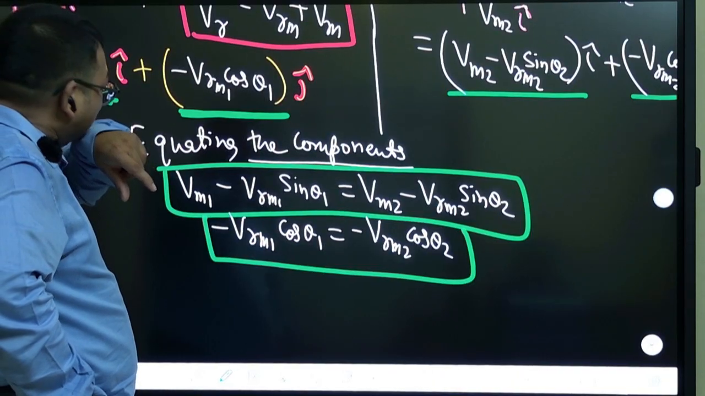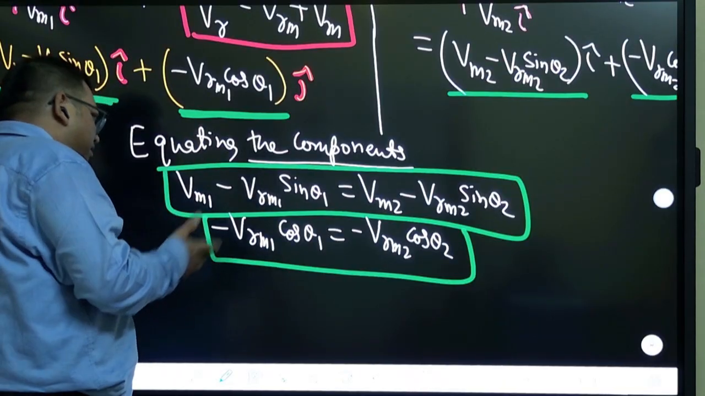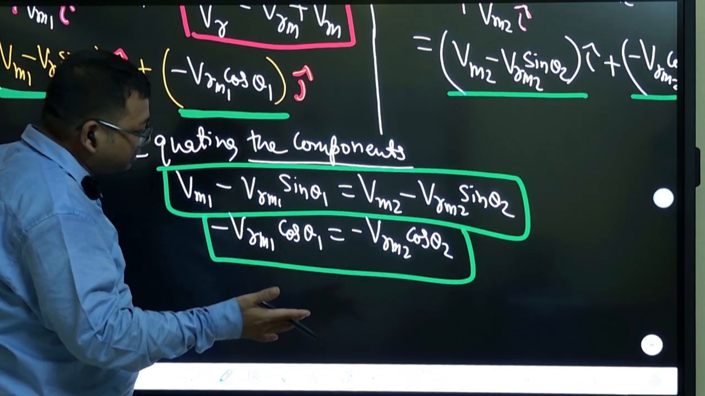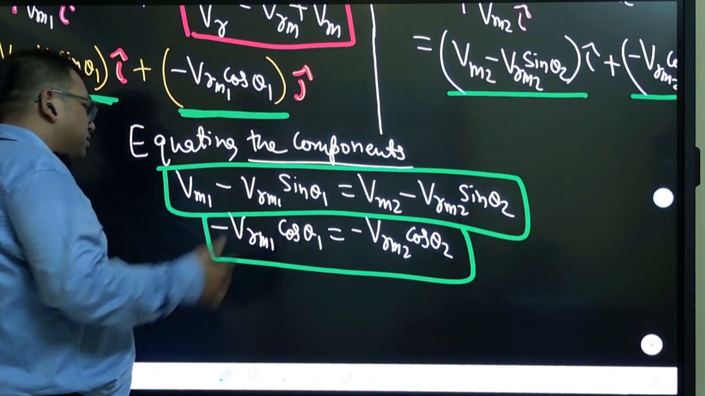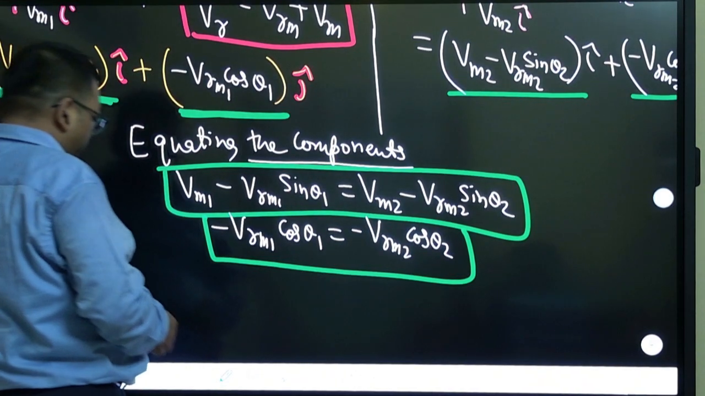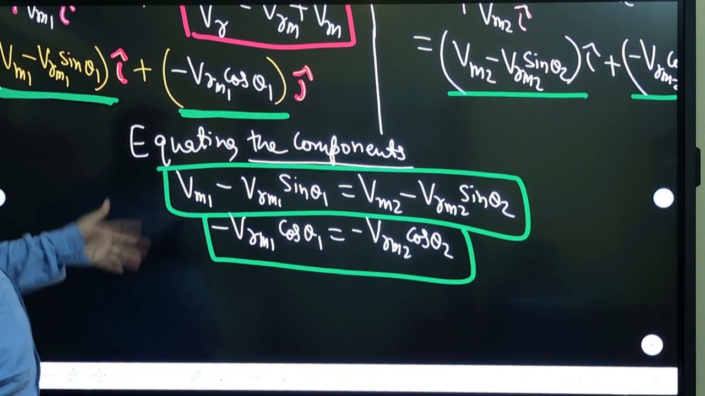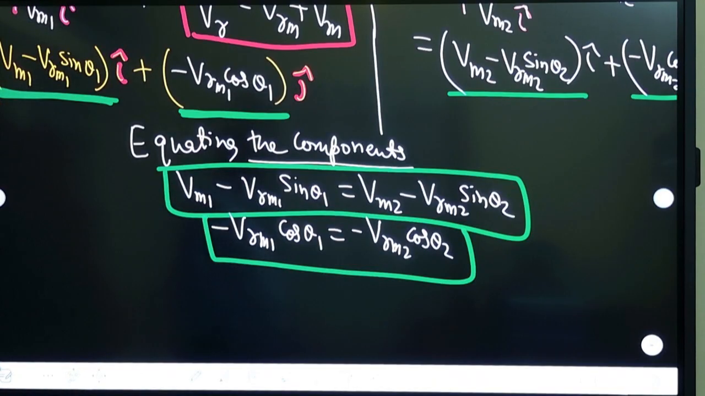What else? We know that the man was going with this speed and the rain was coming at this angle. The man changed his speed, and now the rain is coming at this angle. We need to calculate the rain velocity. How do you calculate it from these two equations? Think about it.